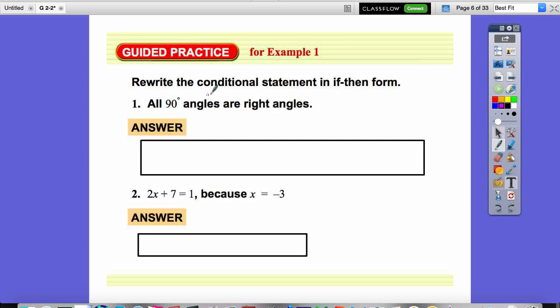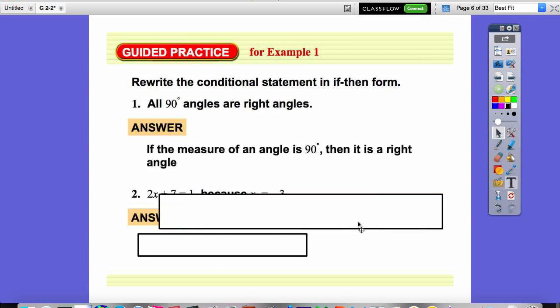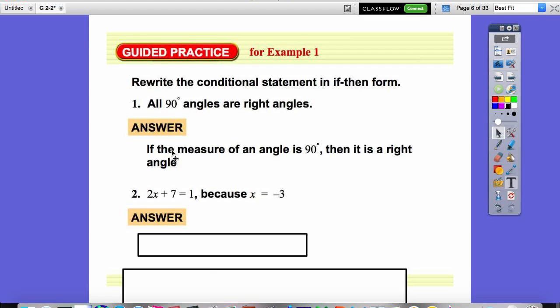So first of all, let's just talk about putting things in if-then form. All 90-degree angles are right angles. So if an angle is 90 degrees, then it is a right angle. If the measure of an angle is 90 degrees, then it is a right angle. Now in this case, if it's a right angle, then it's 90 degrees, still would work.